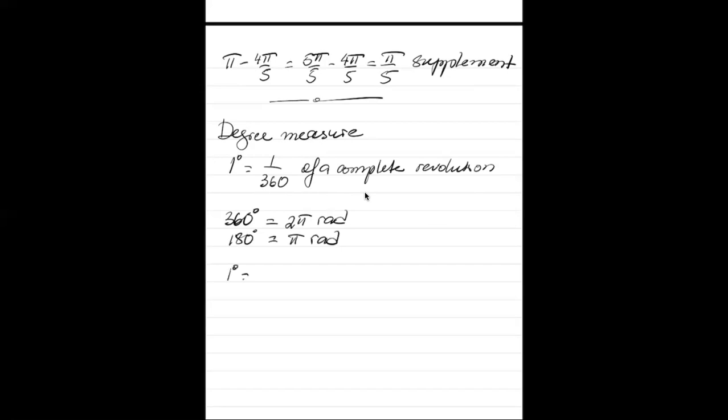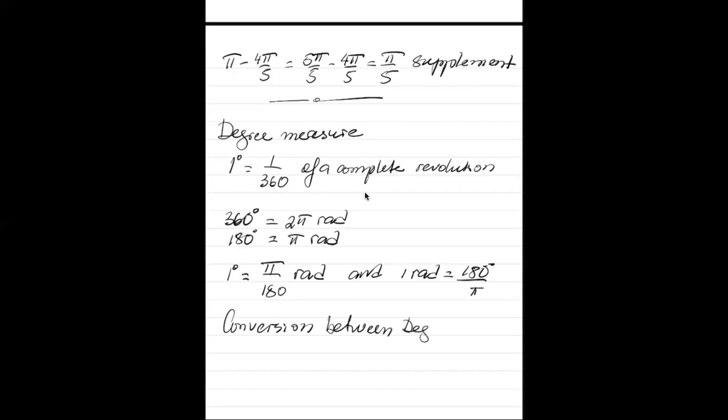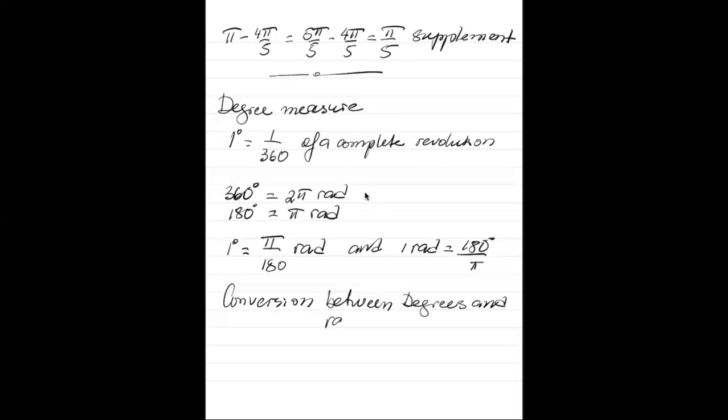We can say 1 degree is pi over 180 radians, and 1 radian is 180 degrees over pi. So, conversion between degrees and radians. And this is very, very important because we are constantly going to convert back and forth.